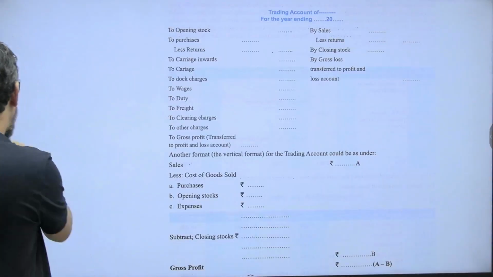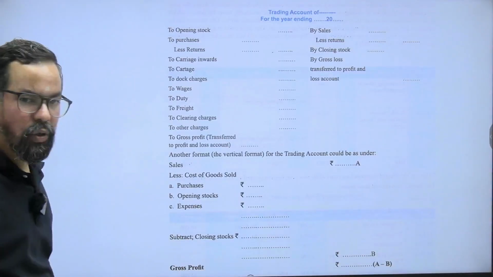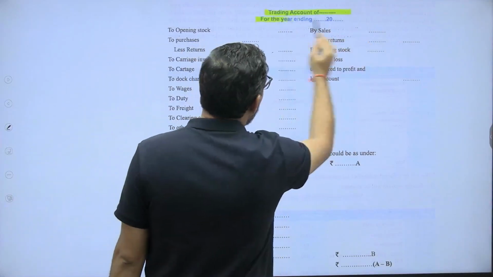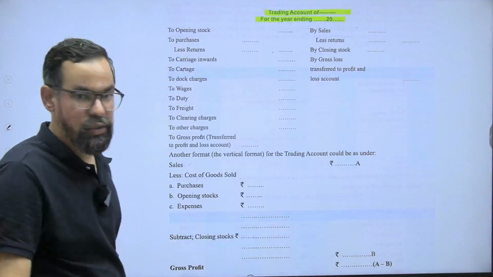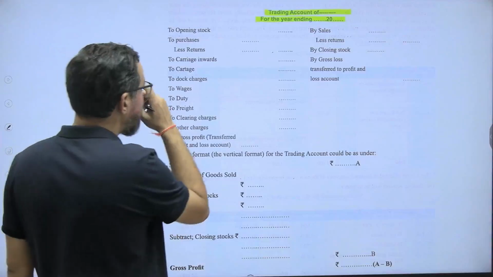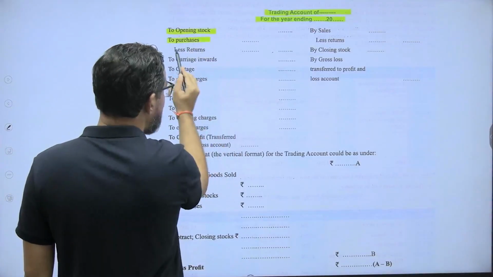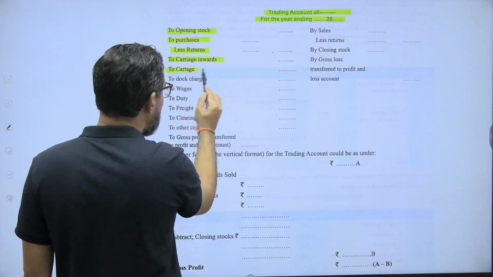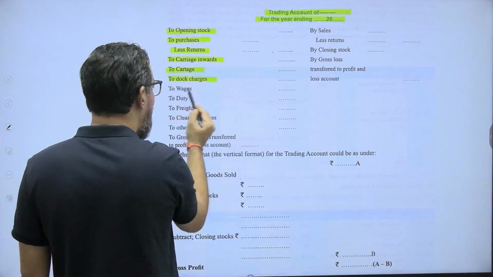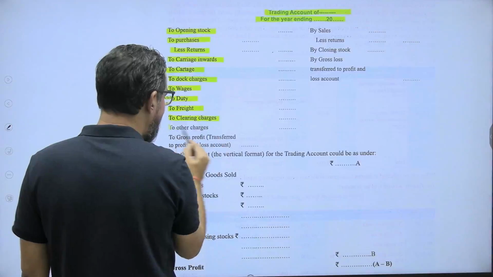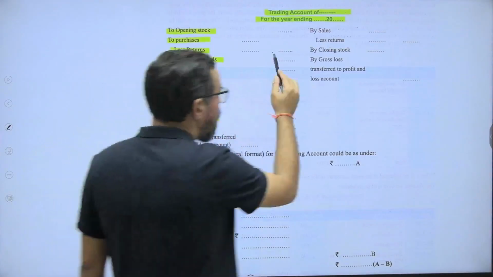So this is your format which was given in your book, similar to that. Trading account of ABC company for the year ending 31st March 2025, let's assume. The opening stock, then purchase less return, carriage, cartage, dock, wages, duty, freight, cleaning, other charges. So these are the ones.